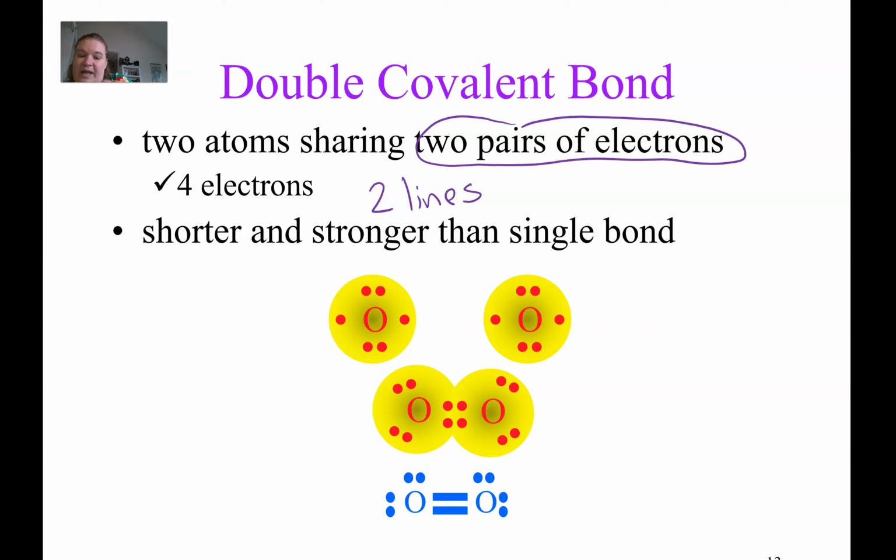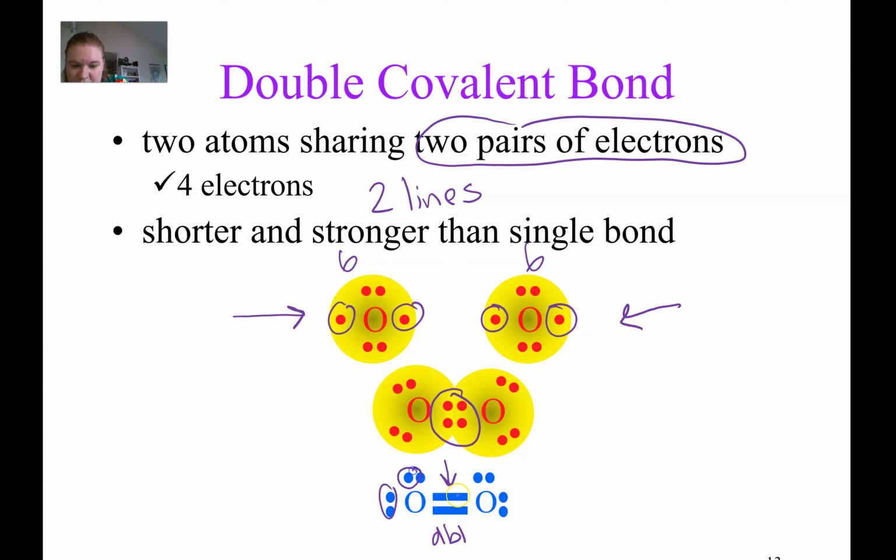So down here, we have the Lewis structures of 2 oxygen atoms. They each have 6 valence electrons, which means they each want 2 more. So if they take each of their unpaired electrons and share them, we've created this double bond, and now they each have 2, 4, 6, 8 electrons surrounding them, and they have that full octet.